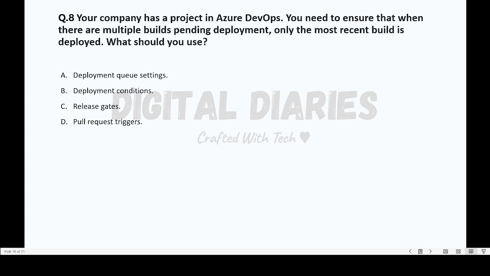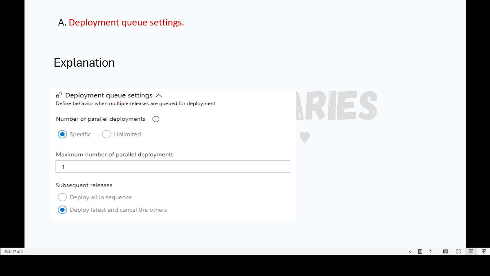Now, the eighth question. Your company has a project in Azure DevOps. You need to ensure that when there are multiple builds pending deployment, only the most recent build is deployed. What should you use? Deployment queue settings, deployment conditions, release gates, or pull request triggers. For sure, when we are on the deployment phase, we are not going to use pull request triggers. This is common sense. Now, three options are remaining. Let's see what the answer is. The answer is deployment queue settings.